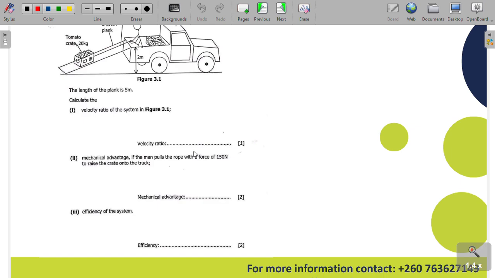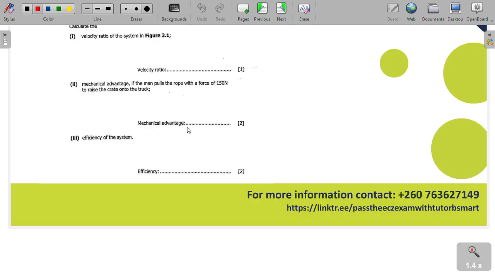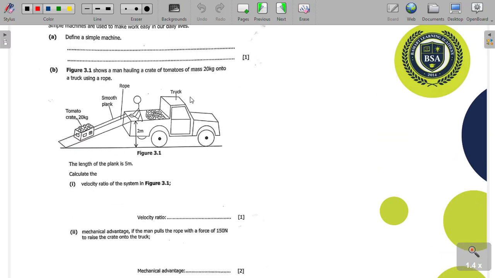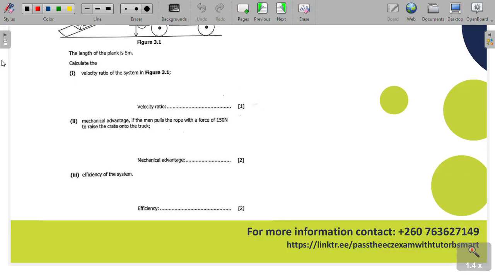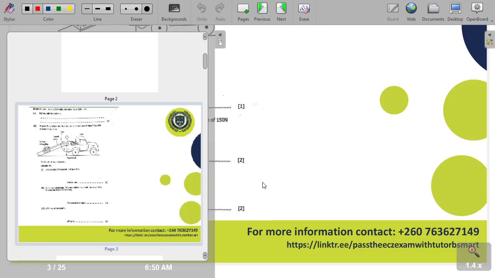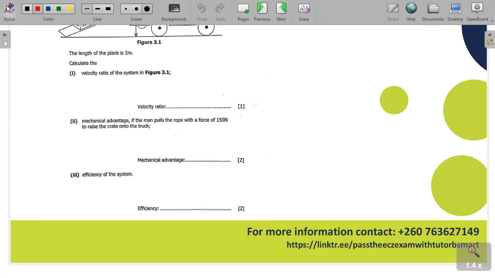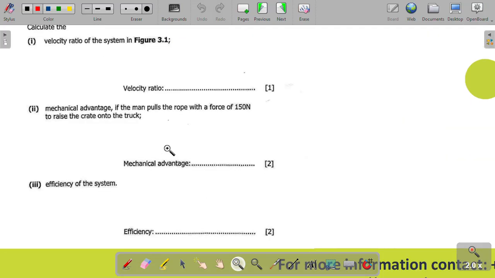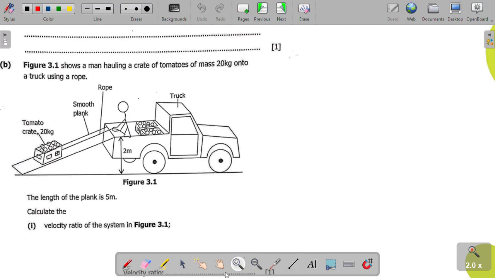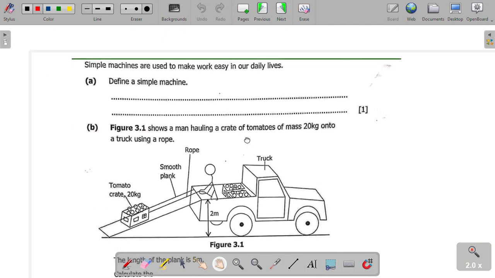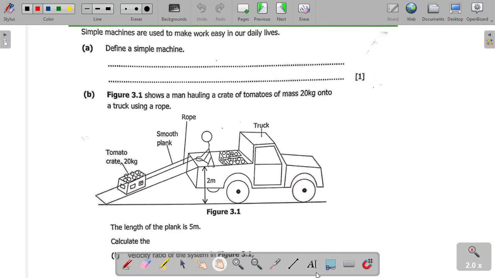Okay, so here's the question paper. How many marks for each? Two marks, one and one there. Let me zoom it so that we solve the question together. Okay, I think this is better. Here's the question, let me read. Simple machines are used to make work easy in our daily lives.